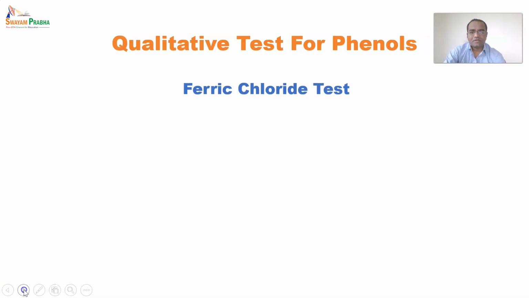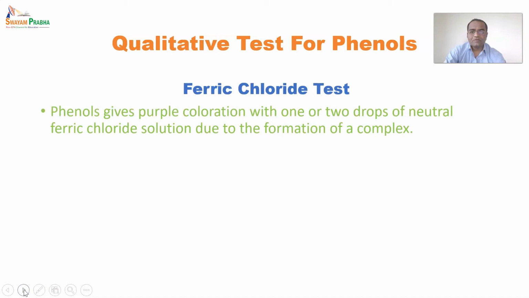The second qualitative test for phenol is the ferric chloride test. Phenol gives a purple coloration with 1 or 2 drops of neutral ferric chloride solution, and it is due to the formation of a complex. Whenever there are phenol derivatives, you will come across this in the practical session also. Such a test, the ferric chloride test, is used for qualitative identification of phenol. Other derivatives like cresols and resorcinol give another coloration. Particularly when it is phenol, it gives a purple coloration.